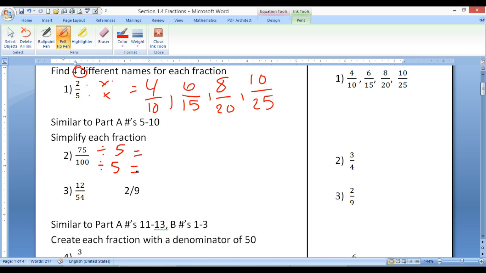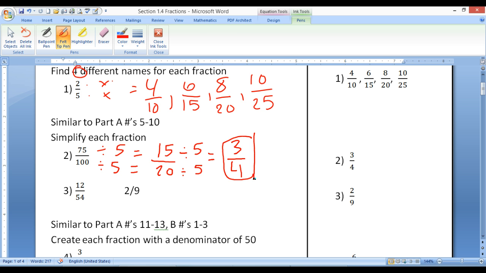75 divided by 5 is 15, and 100 divided by 5 is 20. Okay, but I also notice again that 15 and 20, those are both divisible by 5 again. So I'm going to come in here and divide by 5 because I'm not done all the way. And I have 3, and 20 divided by 5 is 4. So either way, I end up at the end. You can go different ways to figure this out.